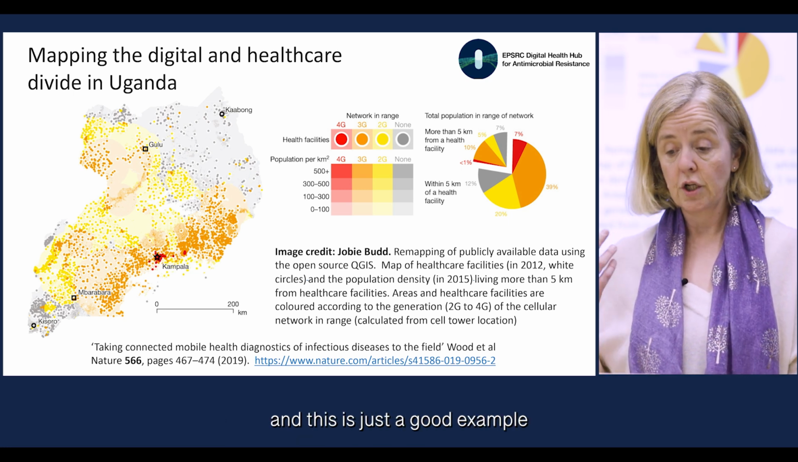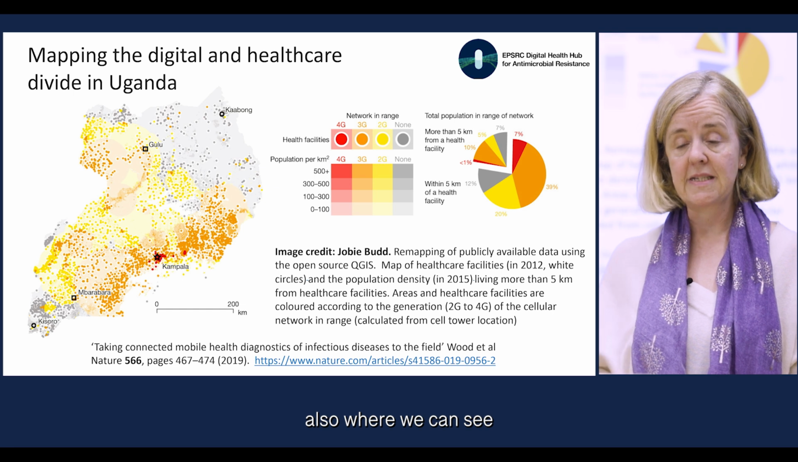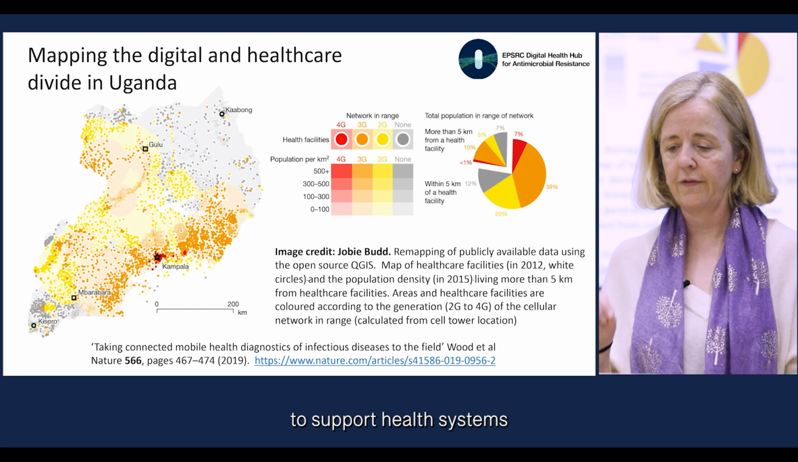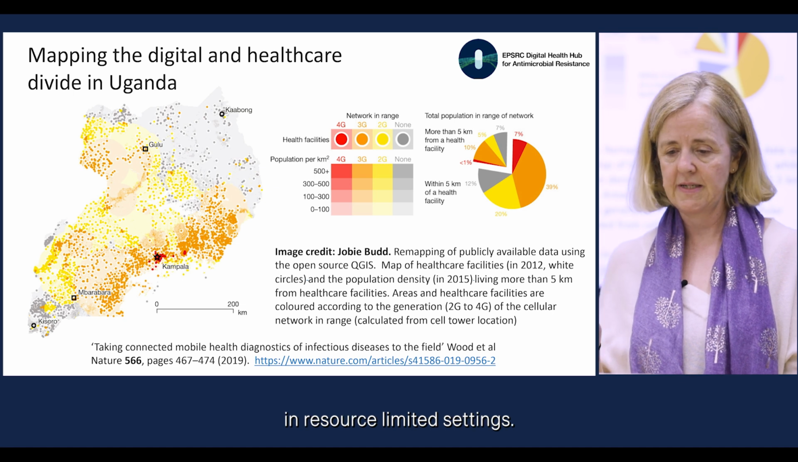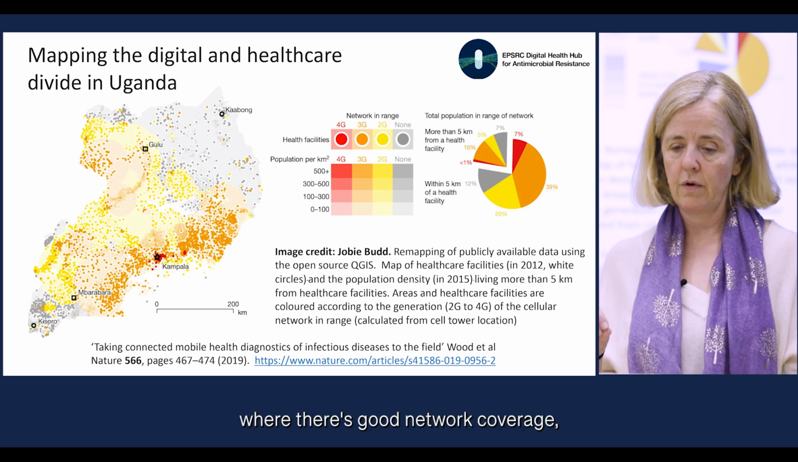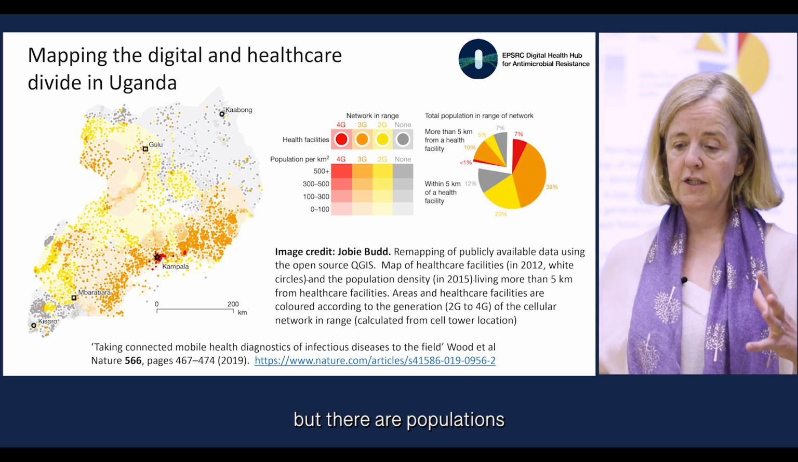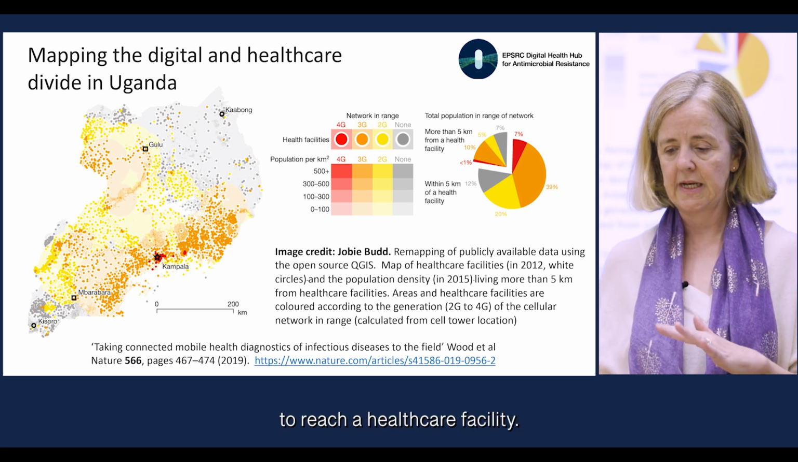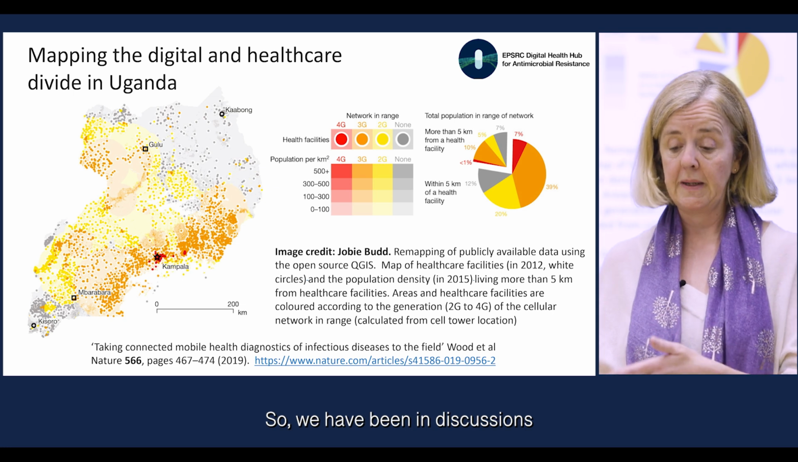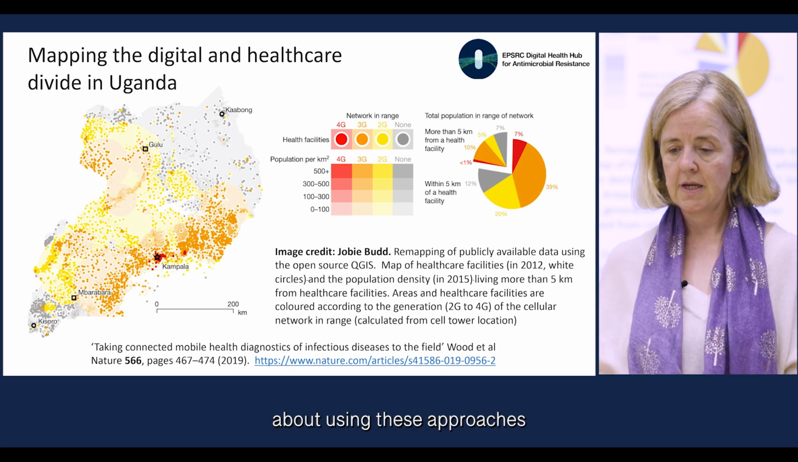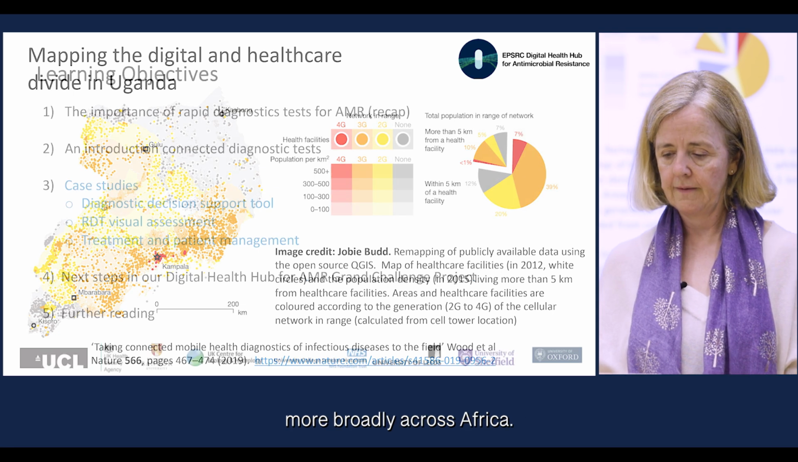And this is just a good example also where we can see how mobile phones could be used in a very targeted way to support health systems in resource-limited settings. So focusing on areas currently where there's good network coverage, but there are populations who would have to travel more than 5 kilometres to reach a healthcare facility. So we have been in discussions with Africa CDC about using these approaches more broadly across Africa.